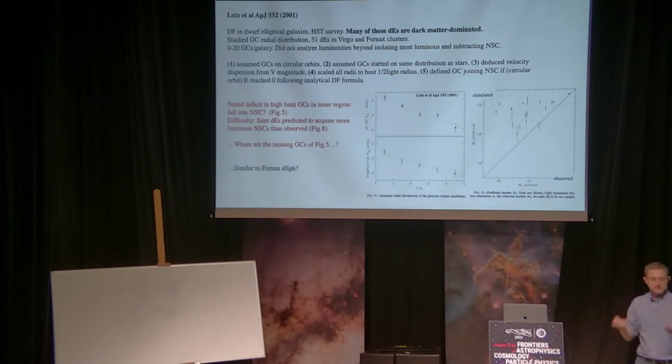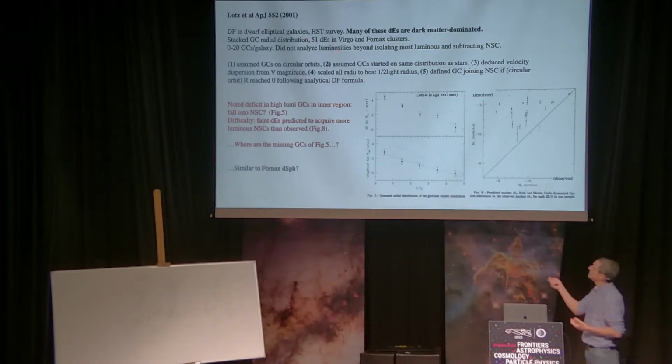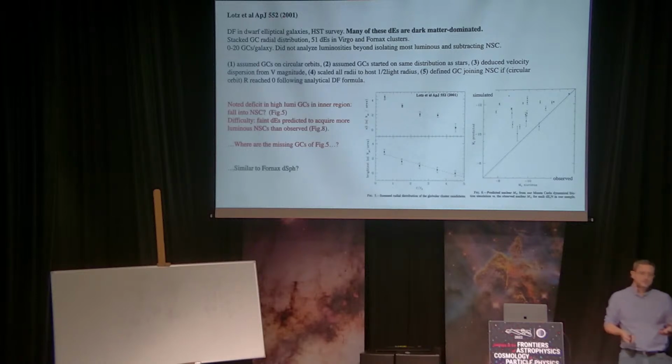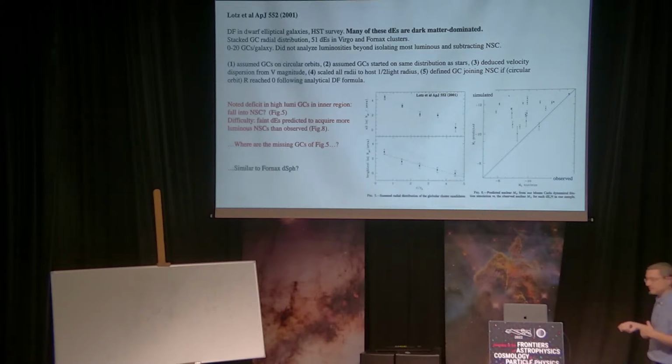We have dozens, maybe hundreds of systems that we can look at. And for example, in 2001, there was this survey that looked at 50 or so dwarf galaxies in the Fornax and Virgo clusters. It did a simplified analysis. I'm not going to go into all the details of that. But it tried to do exactly what I was showing here before.